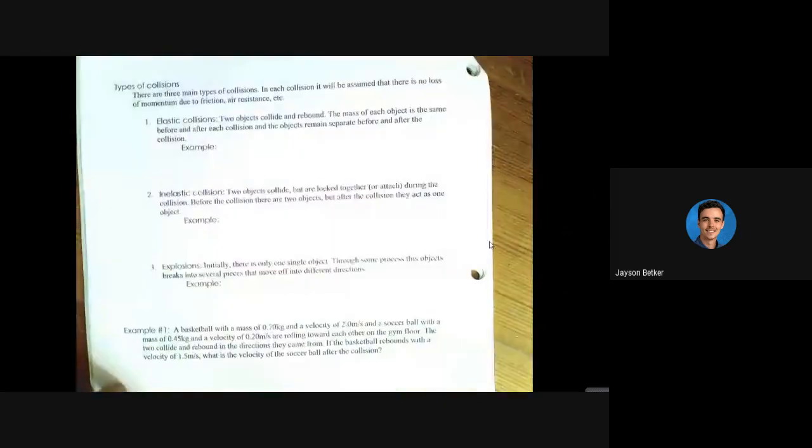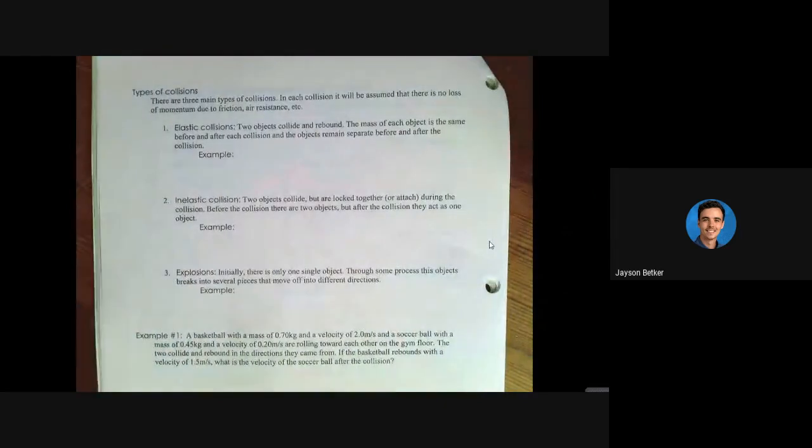And you should see that formula on your formula sheet or something similar to that. Now let's move on to talking about the different types of collisions. There's 3 types of collisions that we're going to see in this course. The first of which being an elastic collision.